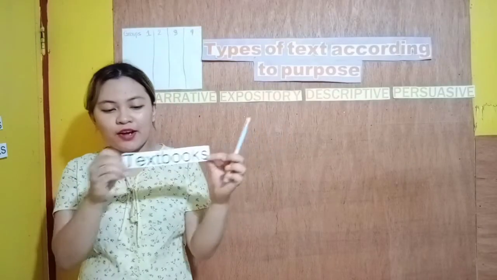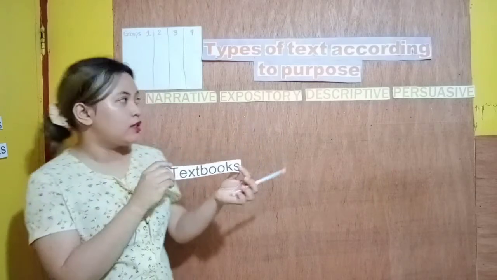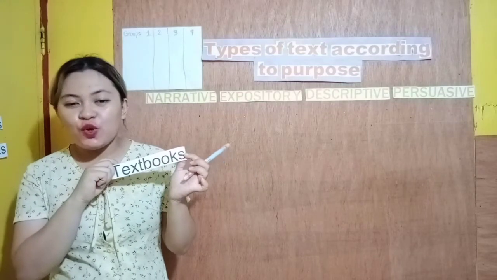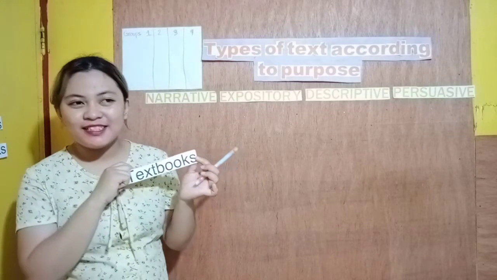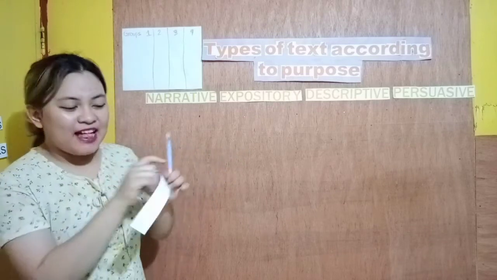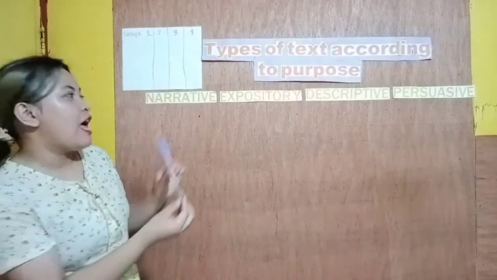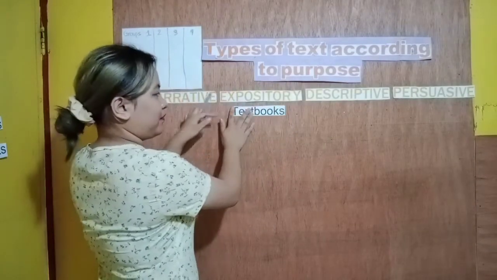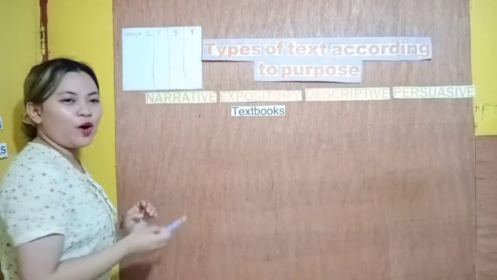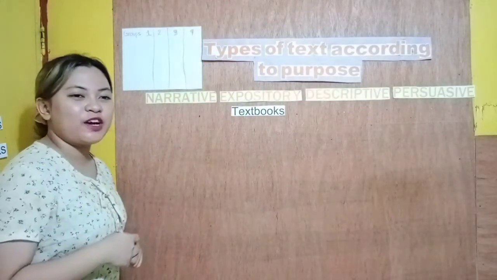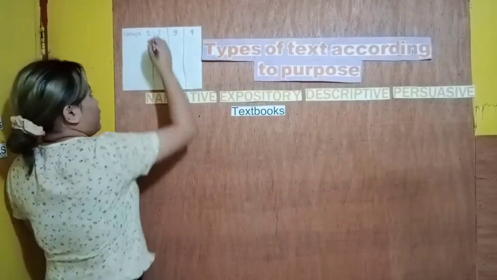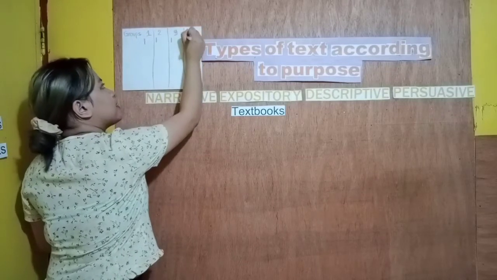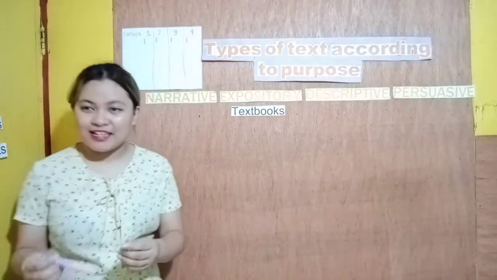This example here, textbooks. Where do textbooks belong in these text types? 3, 2, 1. Raise your cardboards. Yes, this is an example of expository text. Very good. Everyone got the correct answer. Group 1 has 1 point. Group 2, 1 point. So each group got the correct answer.